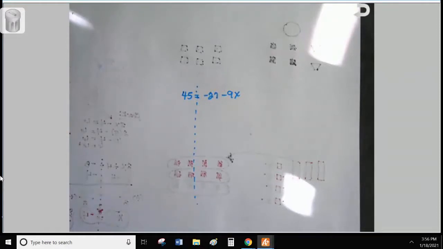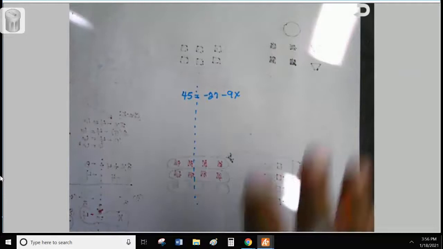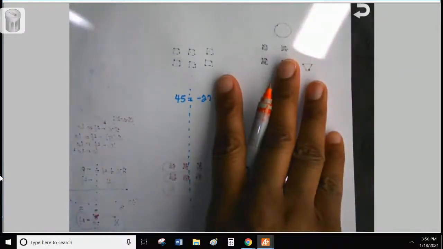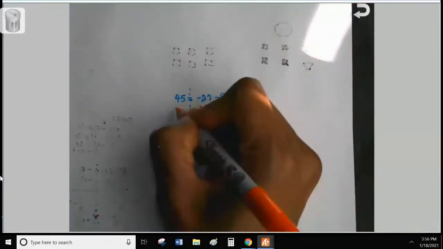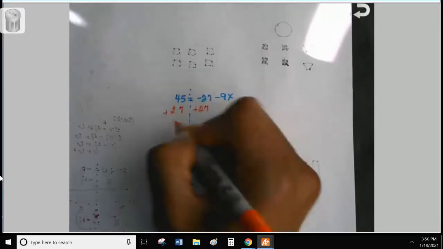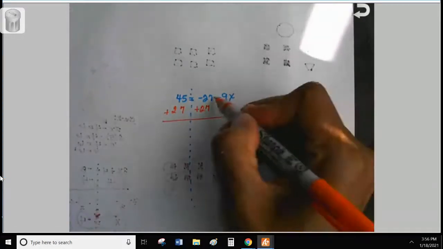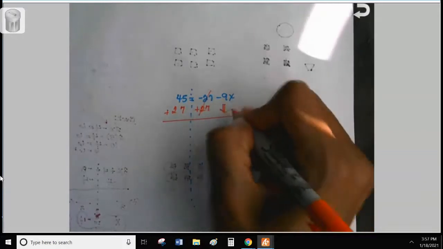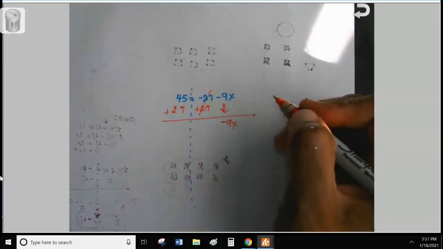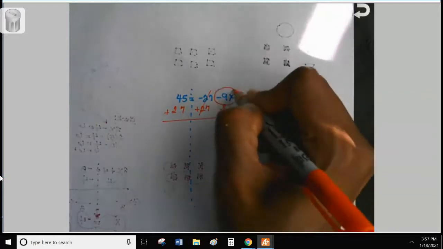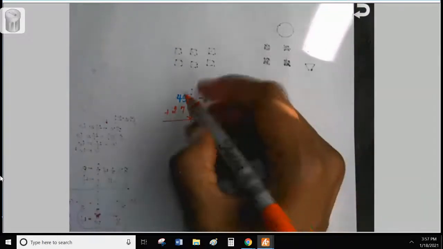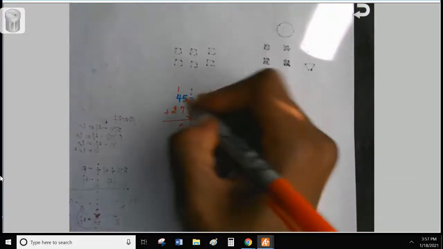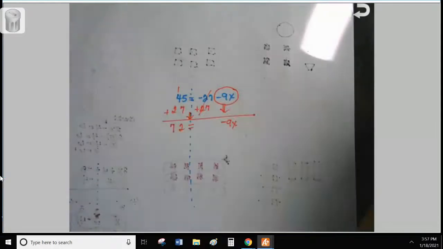So the first thing I'm going to do is get rid of the negative 27. The opposite of a negative 27, or the inverse of subtracting 27, is adding 27. I'm going to add 27 to both sides, keeping the balance. A positive and a negative will cancel out. I'm going to bring down my negative 9x. Please do not leave that negative up there. Bring down my equal sign, and then here I'm bringing this down. 45 plus 27 is 72.